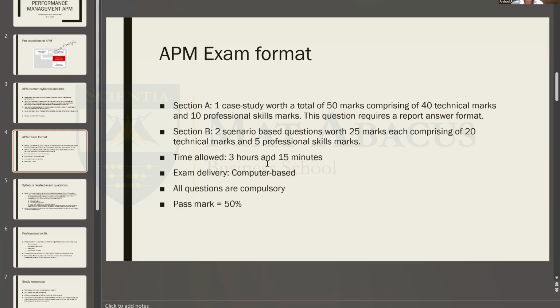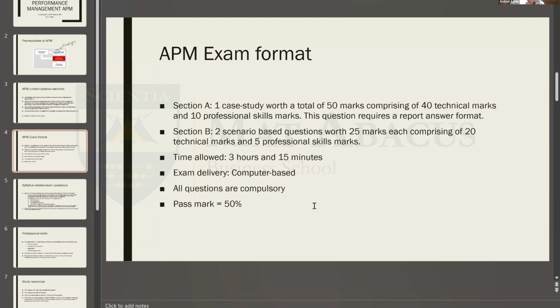Your time allowed is currently, it could change in the future, 3 hours, 15 minutes. The 15 minutes is mainly for reading, but nowadays, since it's computer based, if you decide to start answering directly, no one is going to stop you. Yeah, so you can do that, but obviously you have to read the case. The exam delivery is computer-based. All ACCA exams are computer-based, and all questions are compulsory. And as usual, if you get 50 and above, you pass. Yeah, I don't think you have a problem with that.